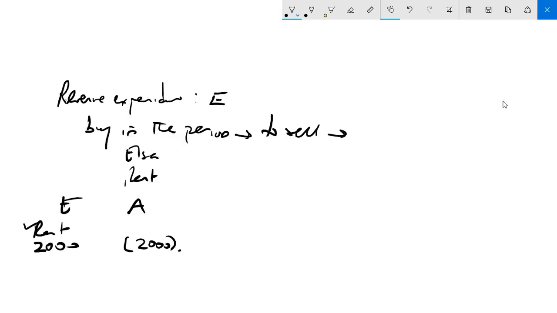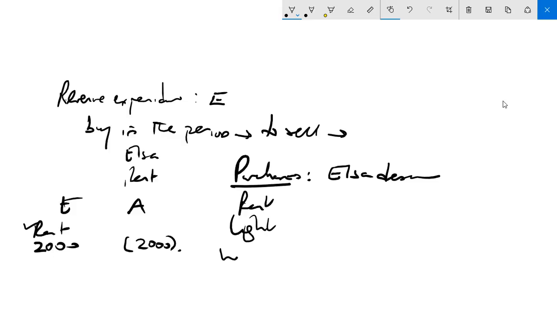So examples of revenue expenditure: purchases. These are the actual else addresses. That's what we call them. So in accounting, when we refer to the word purchases, we're talking about the actual material that you have just bought. So for example, the else addresses: rent, light, water, heat, that sort of thing. And revenue income is what you have received from selling the purchases plus everything you've had to do to it to make it sellable.